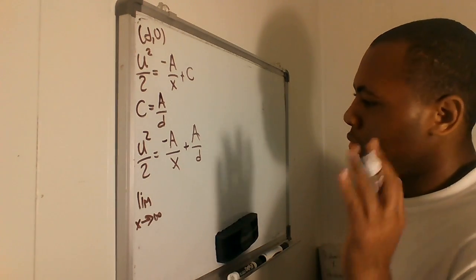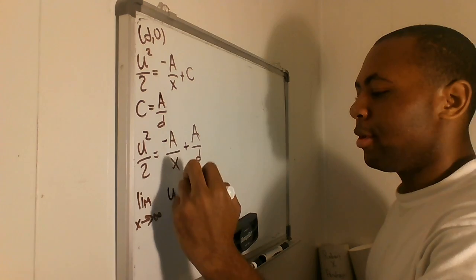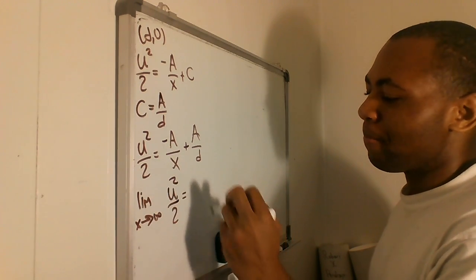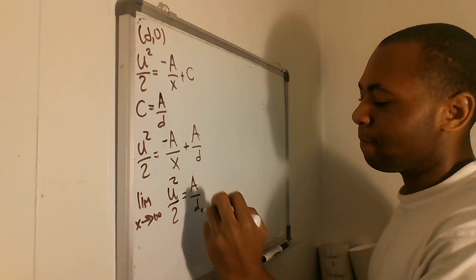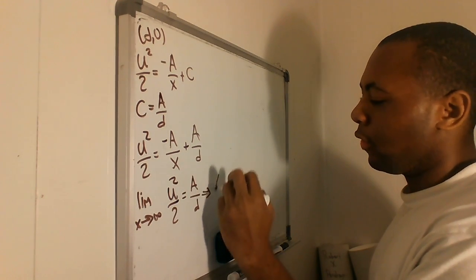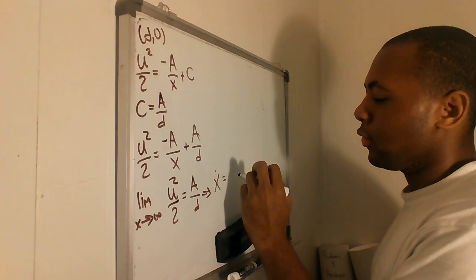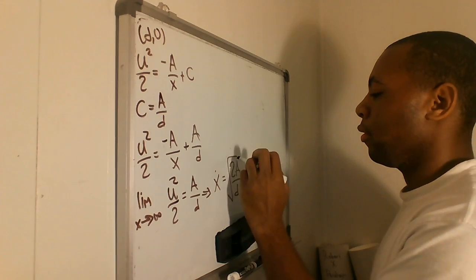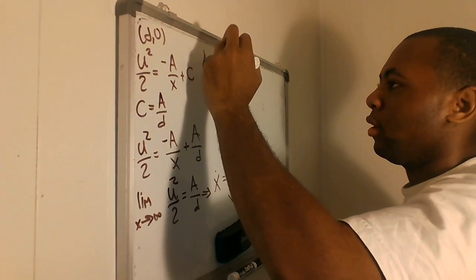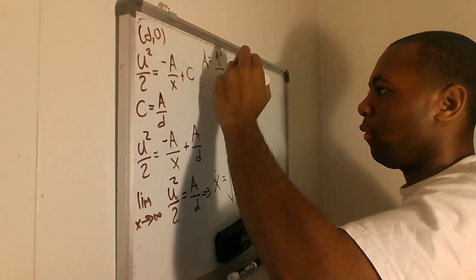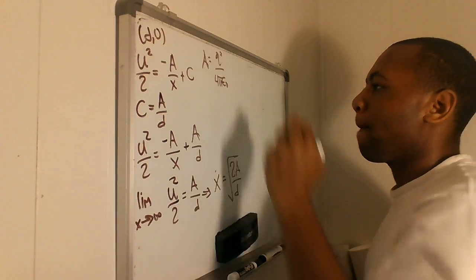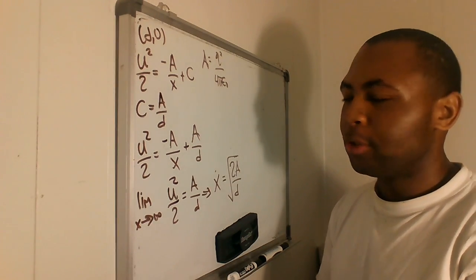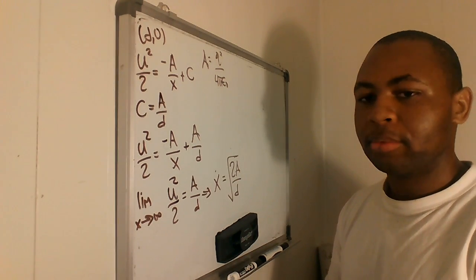But the limit of u squared over 2 equals a over d. Therefore, what is the velocity? It is root 2a over d, where a was q squared over 4 pi epsilon naught. And there's your solution. There you go.